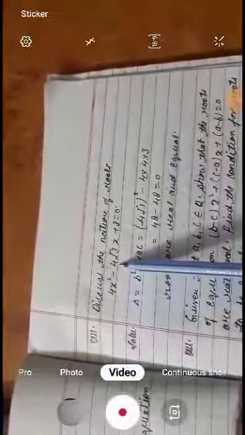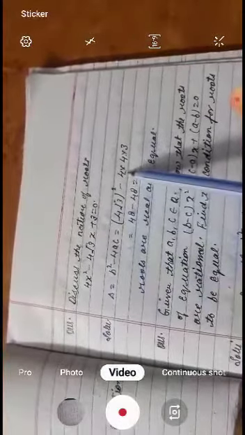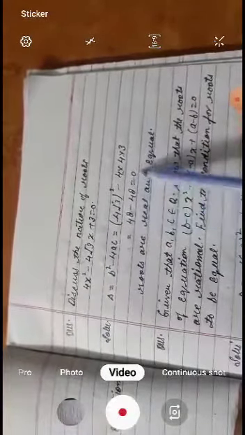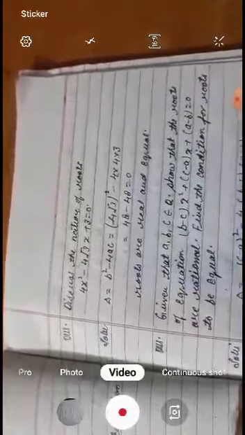4x² - 4√x + 3 = 0. Firstly, b² - 4ac, putting the values of a, b and c, we get 0. Because it is 0, the roots are real and equal. Okay.